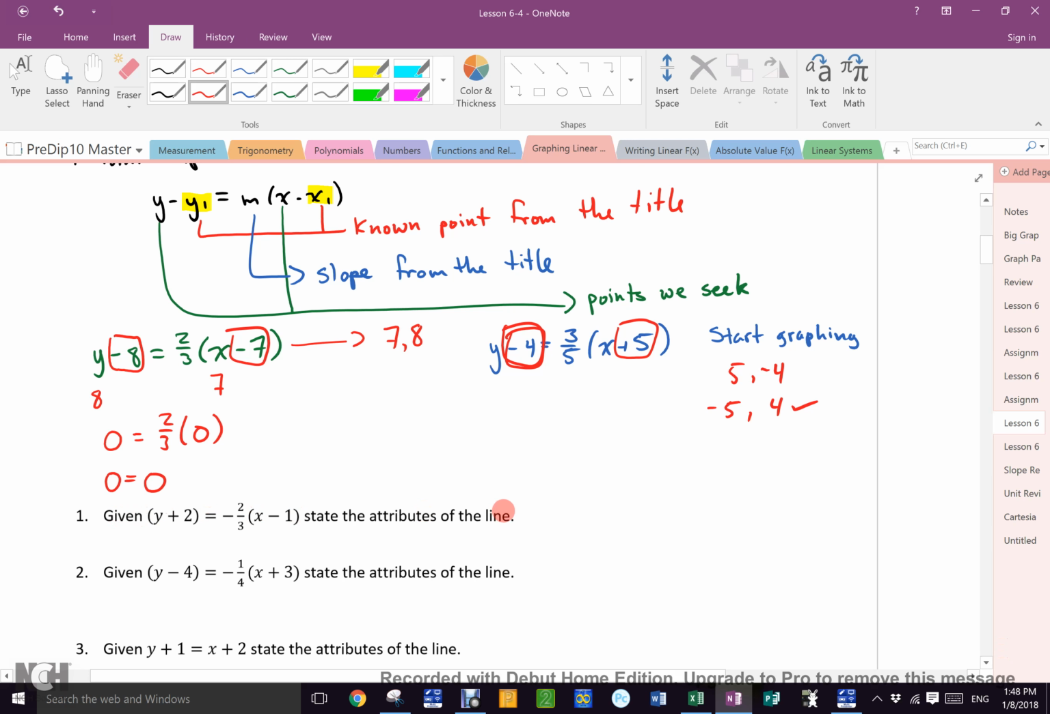So just looking at this, we're not going to graph. What can you tell me about this line? Do you have a starting point? What is it?